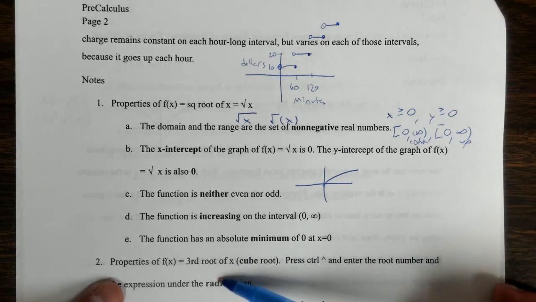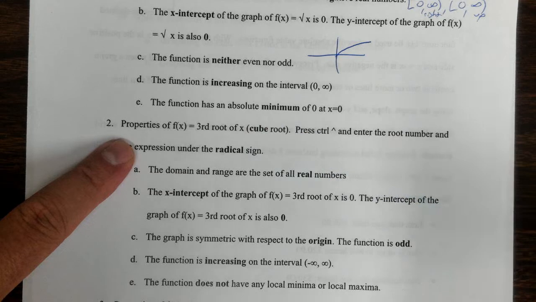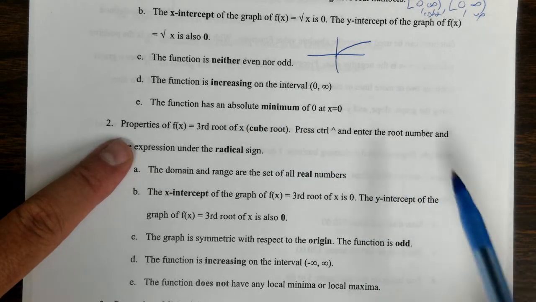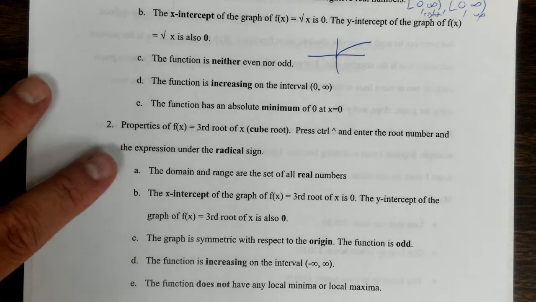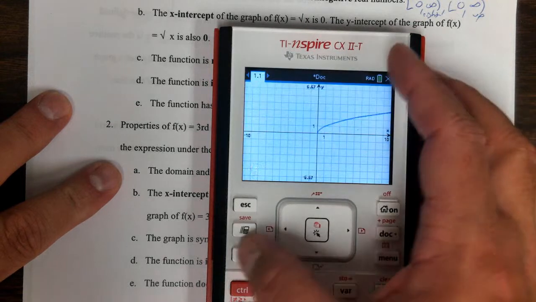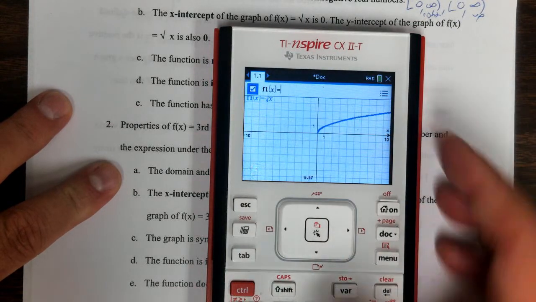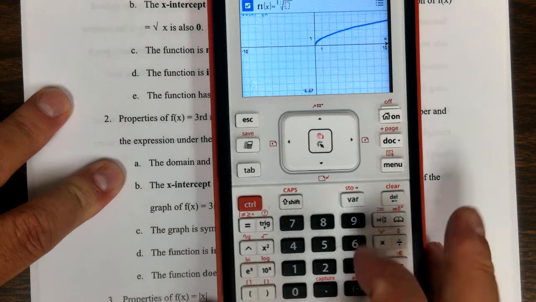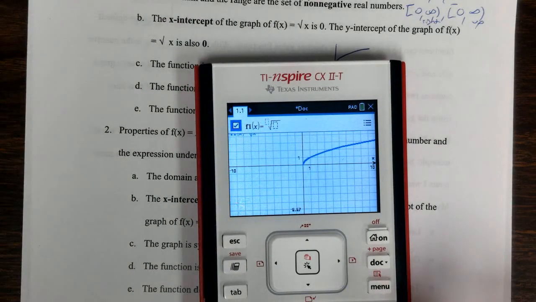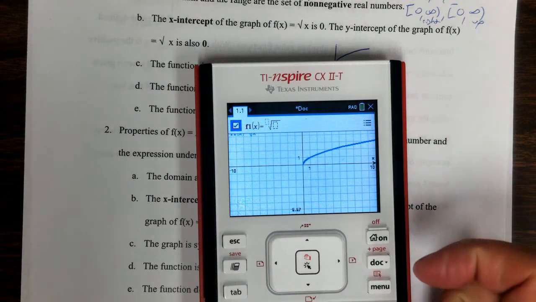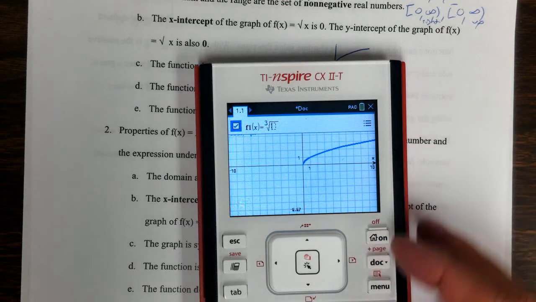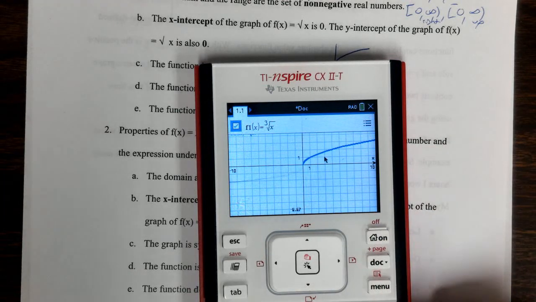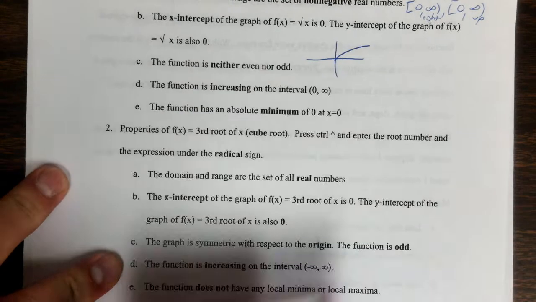Now you have the third root of x, which is the cube root. So this time you can do control up arrow. So if we do this, control and then up arrow, that lets you type in whatever root you want. So like you put a 3 there for cube root, etc. So cube root of x looks like that.